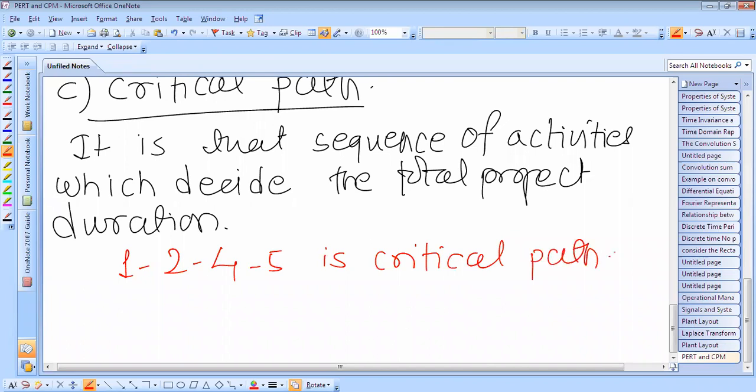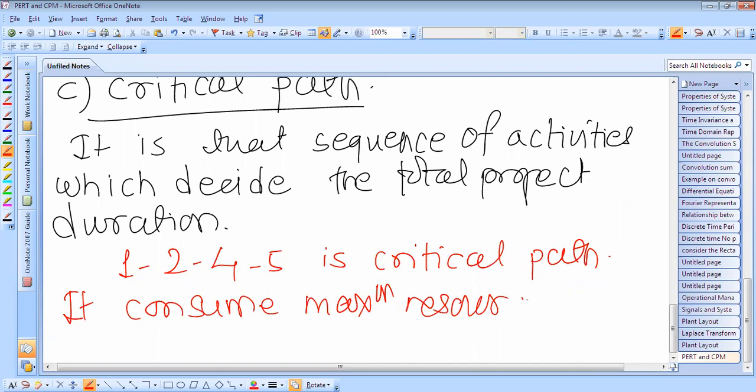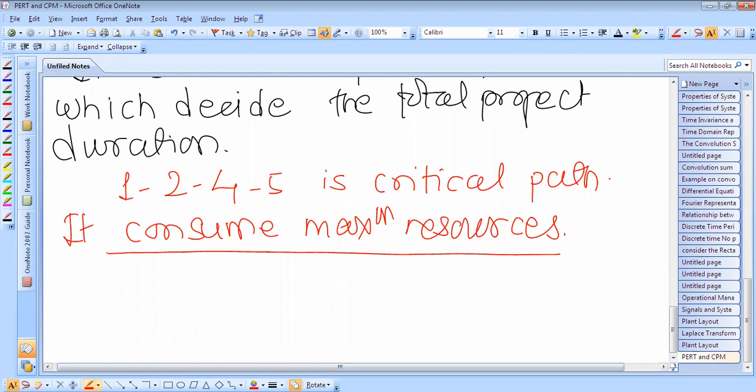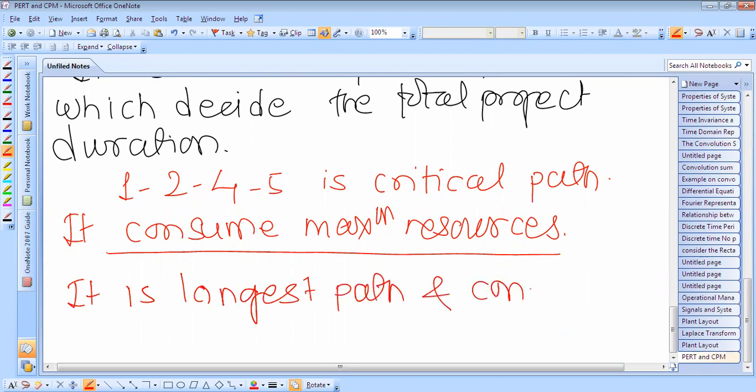And the critical path consumes maximum resources. What resources are required to complete this activity? It consumes the maximum resources, whatever it may be, the material, the machine, the man, and therefore it is the longest path and consumes more time.